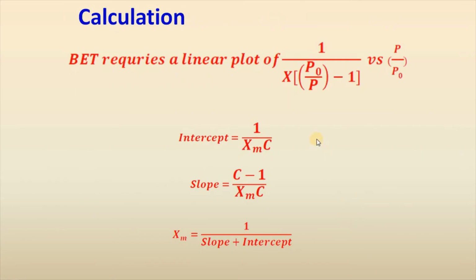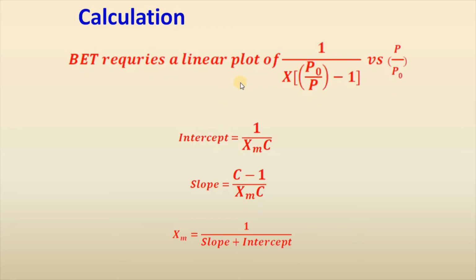Now, in order to calculate a specific surface area, BET requires a linear plot of 1 by X (P0 by P minus 1) versus relative pressure. So I will show you how to plot BET isotherm using Origin Pro in my another video.